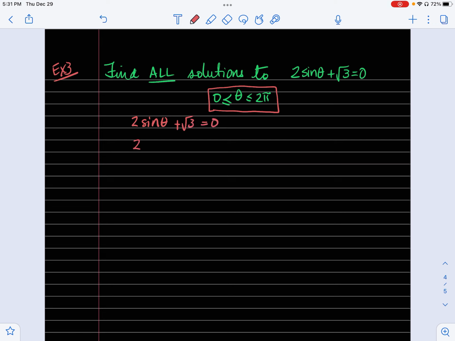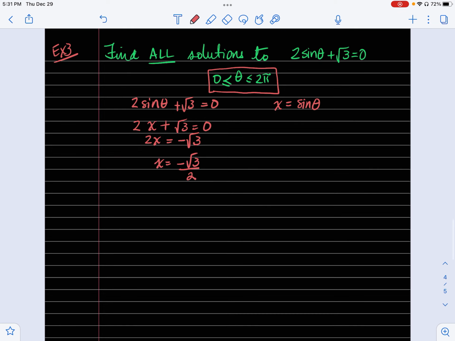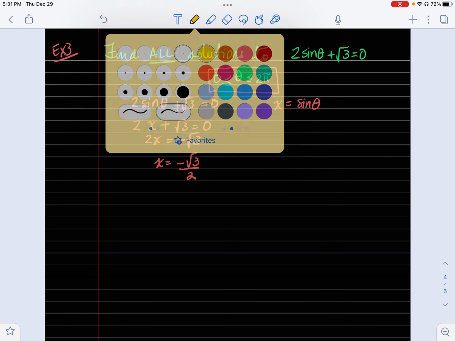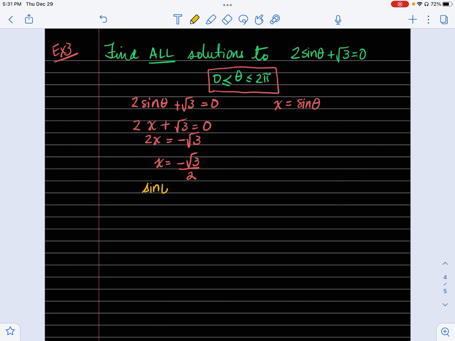You can temporarily replace sine theta with x, and pretend as if it's a regular algebraic equation. So we'll subtract root 3 from both sides, divide both sides by 2, and time to bring back the original sine function. Sine theta equals negative root 3 over 2.